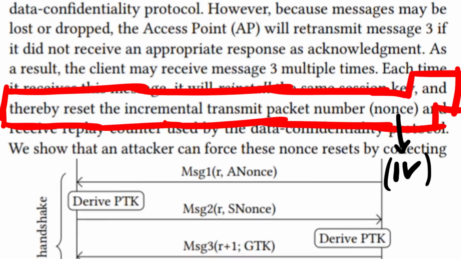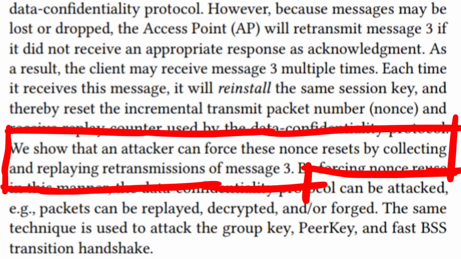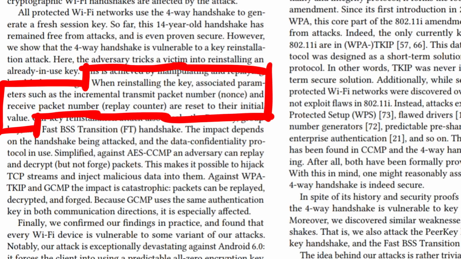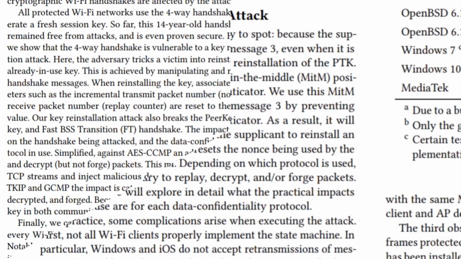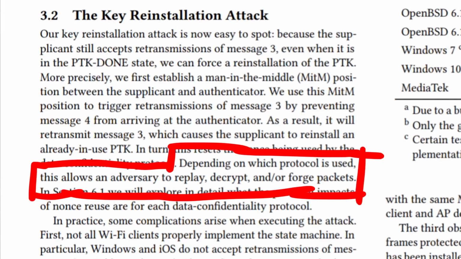Each time it receives this message, it will reinstall the same session key and thereby reset the incremental transmit packet number nonce. We can show that an attacker can force these nonce resets by collecting and replaying retransmissions of message 3. When reinstalling the key, associated parameters such as the incremental transmit packet number nonce and receive packet number replay counter are reset to their initial value. Depending on which protocol is used, this allows an adversary to replay, decrypt, and/or forge packets.